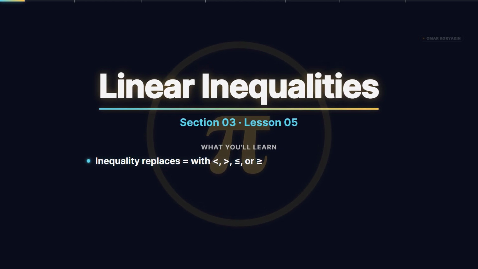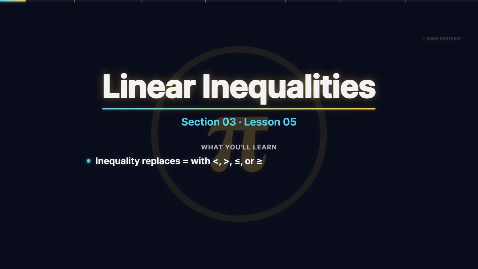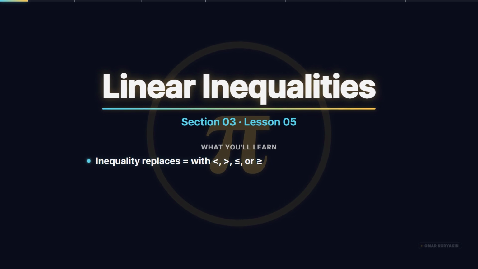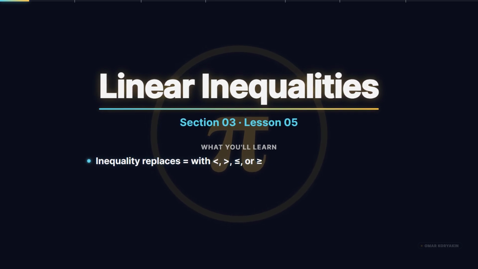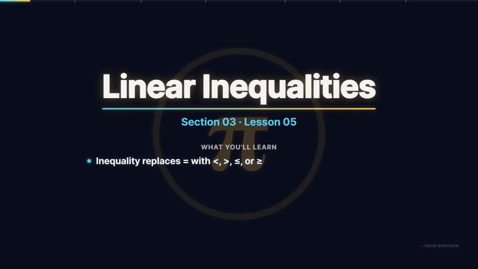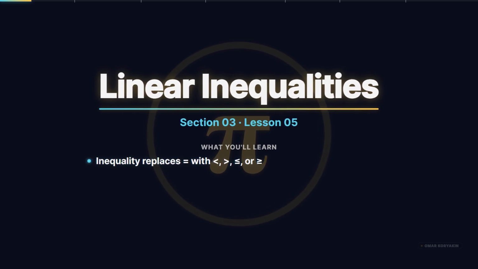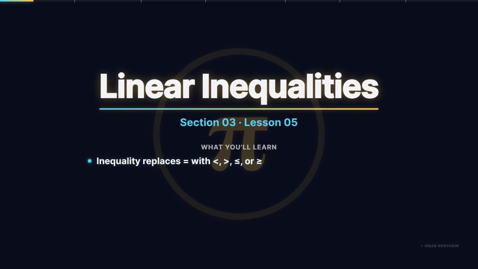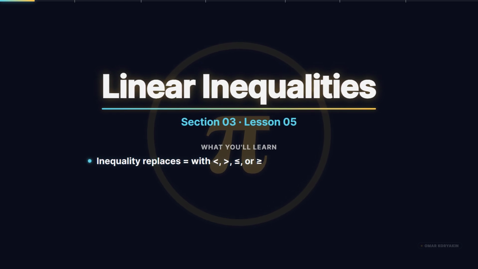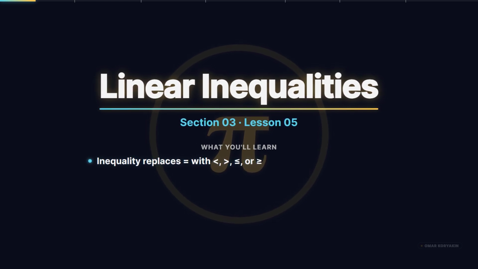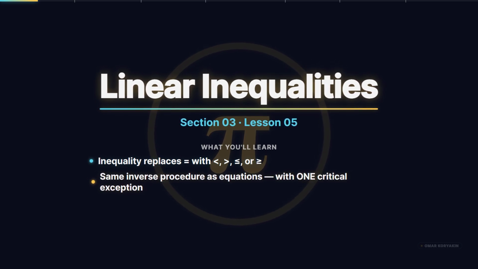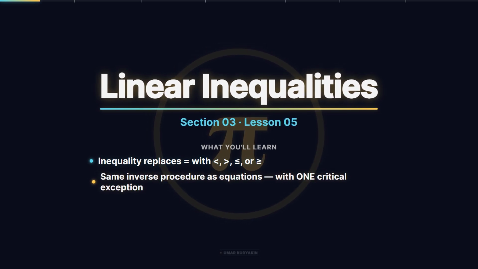First idea on the board. A linear inequality has the same structural form as a linear equation, but with one of the 4 inequality symbols in place of the equals sign. 2x plus 5 less than 13 is a linear inequality. 3x minus 7 greater than or equal to 2 is another. The solving goal is the same as for equations: isolate the variable on one side. The difference is that the result describes a range of values that satisfy the original inequality rather than a single value, and the solution is typically written as a range, an interval, or a graph on a number line.